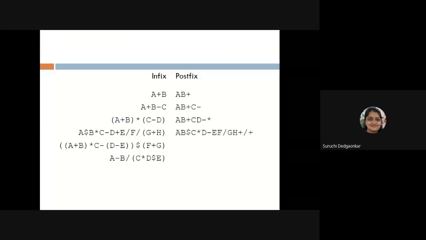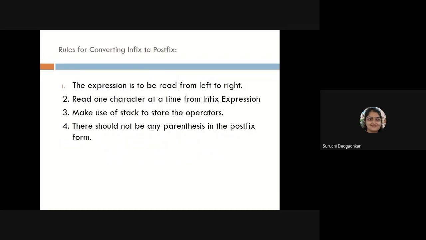So a plus b, it is simple. Its postfix is ab plus. Here in a plus b minus c, we can have ab plus c minus, or the algorithm which we are going to use will say abc minus plus, like this. Okay. Then in this case we have the brackets, so ab plus cd minus into. Okay. So we have seen how these expressions are formed. Now we'll go for the algorithm.